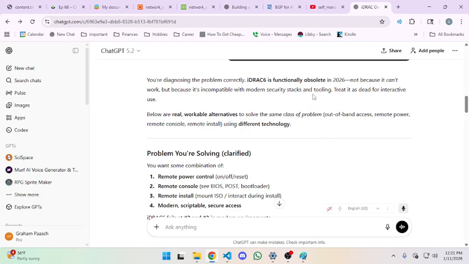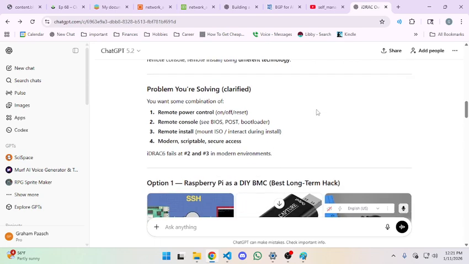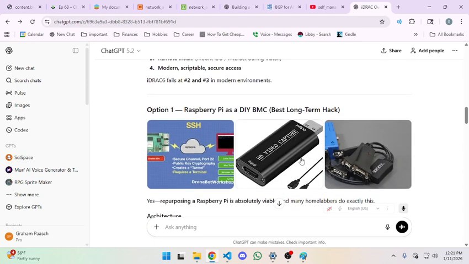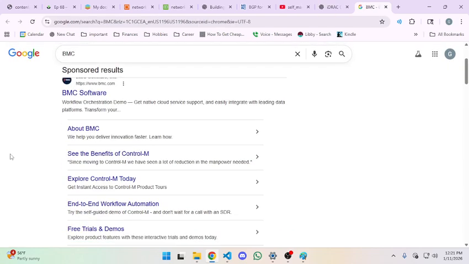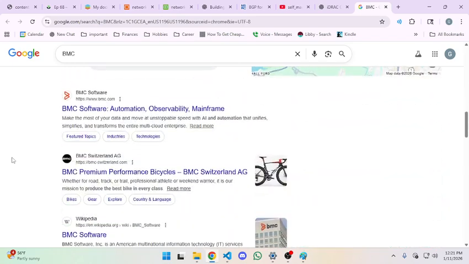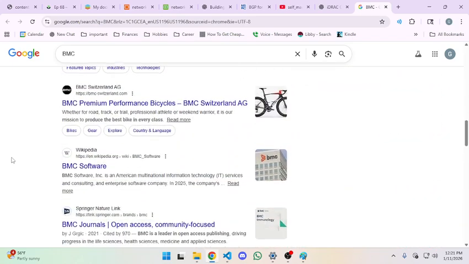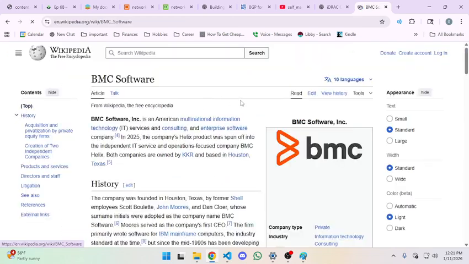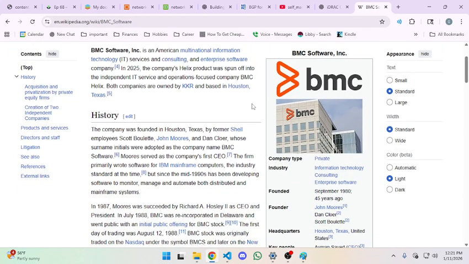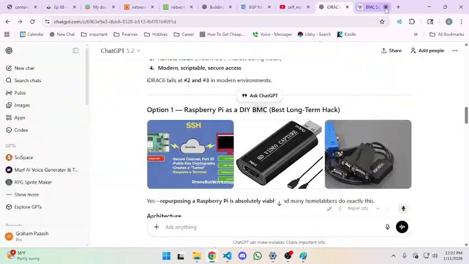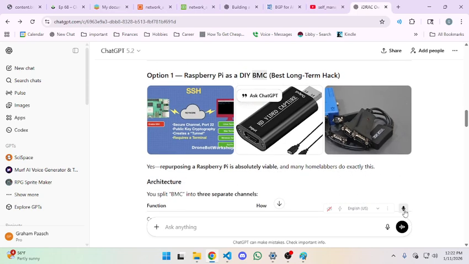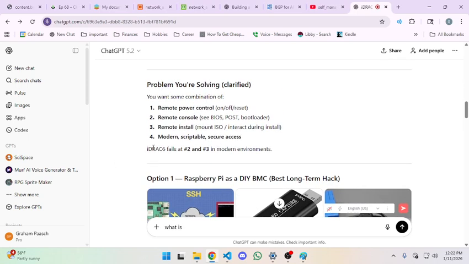Yeah, so it's just dead. Yeah, we can use a Raspberry Pi as a do-it-yourself BMC. So what is a BMC? It is a something something something. We'll just ask. What is a BMC?